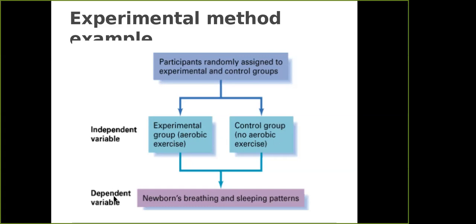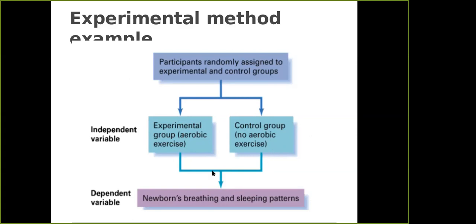The dependent variable is the newborn's breathing and sleeping. This was assessed to see what impact the difference in the independent variable had. Now, this is the most straightforward example of an experimental model, but you can imagine we could have 3 or 4 different experimental groups, maybe just a little aerobic exercise, and we could look at those kinds of variations. But in the simplest terms, you have an experimental or a control group.